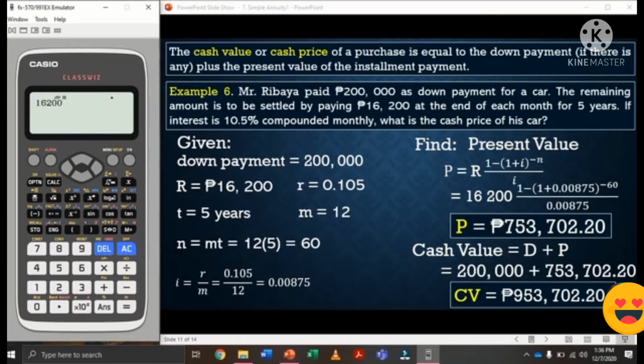Tama, 16,200. Fraction tayo muna. Kasi class kapag inuna yung type yan, tapos pumindot ka nito, magiging fraction siya. So, mas maganda, click nyo muna yung fraction bar. So, that is, and then, bago sa kailagay yung 16,200, that is 1 minus 1.00875, parenthesis, tapos yung correspondent natin, that is negative 60, all over 0.00875.